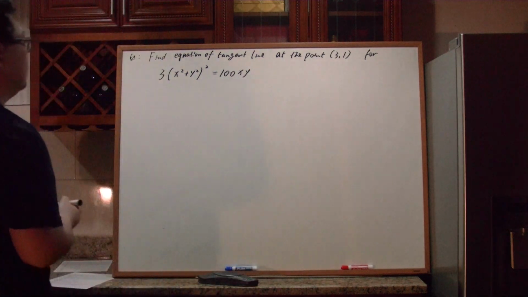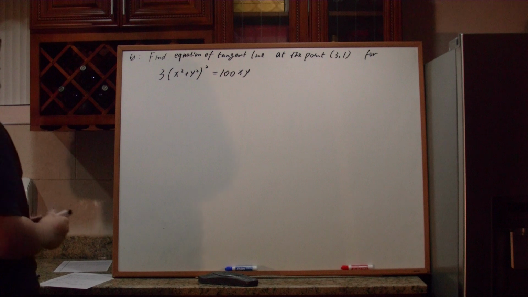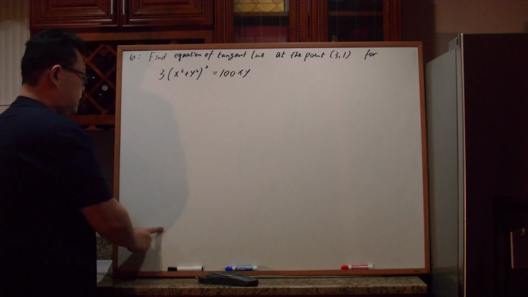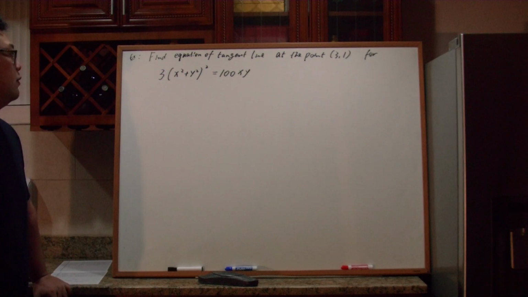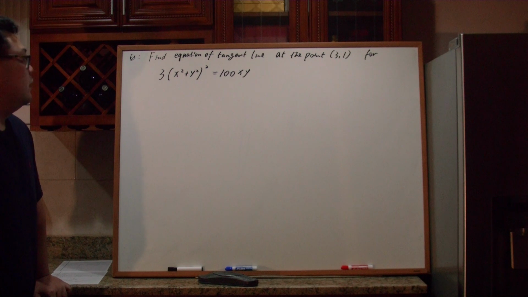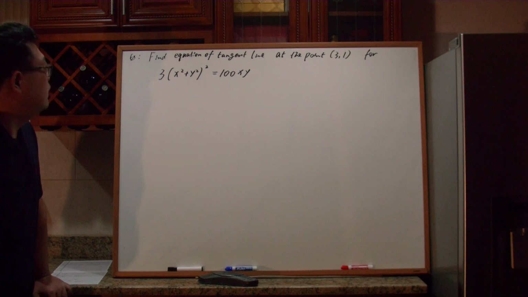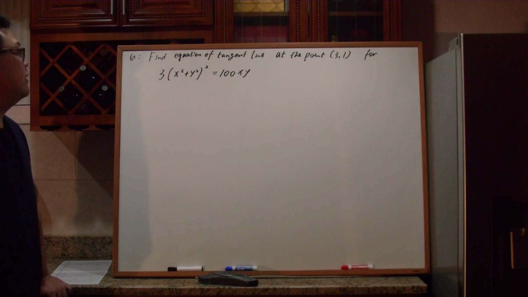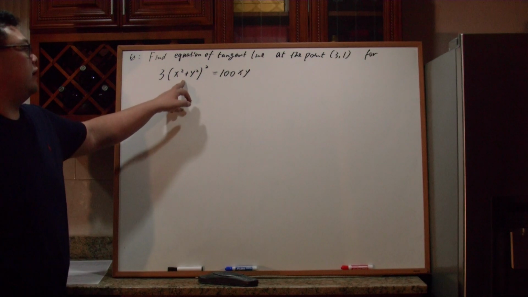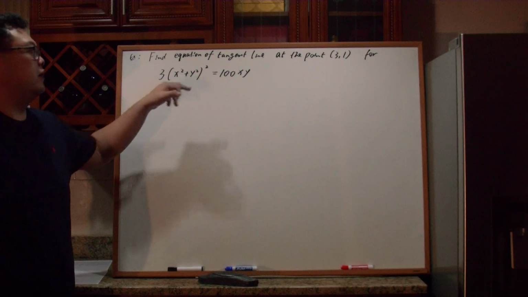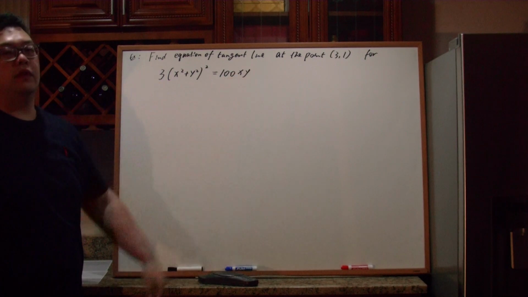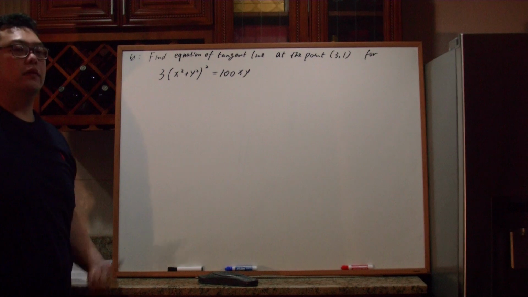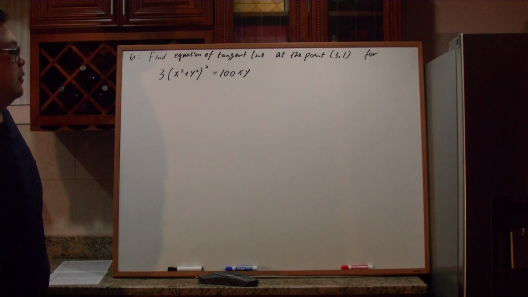This one looks like a slightly trickier equation. It is 3 times (x squared plus y squared) squared equals 100xy, with the point (3, 1) on it. We get 3 squared plus 1 squared is 10, 10 squared is 100, times 3 is 300. And 100 times 3 times 1 is also 300. So we make sure the equation has no problem.